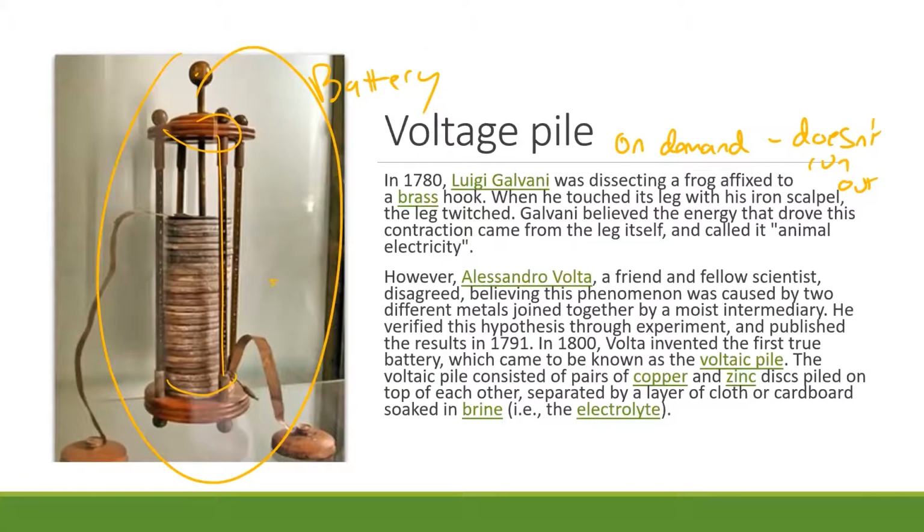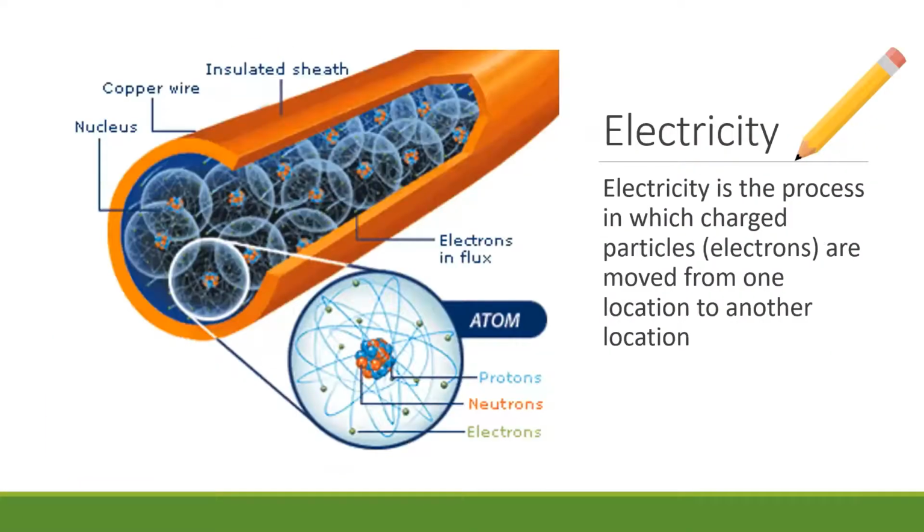This gets followed on to our first idea of electricity. This is probably one of the only slides that I'm going to get you to write down. So I'm going to put this up here. Electricity is the process in which charged particles, which are electrons in this case, are moved from one location to another location. That's our basic theory of electricity.